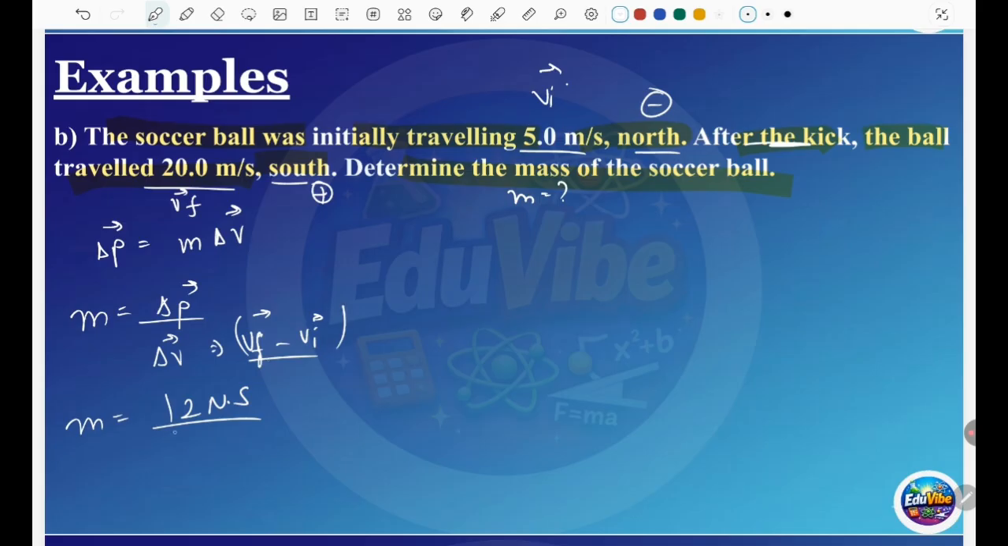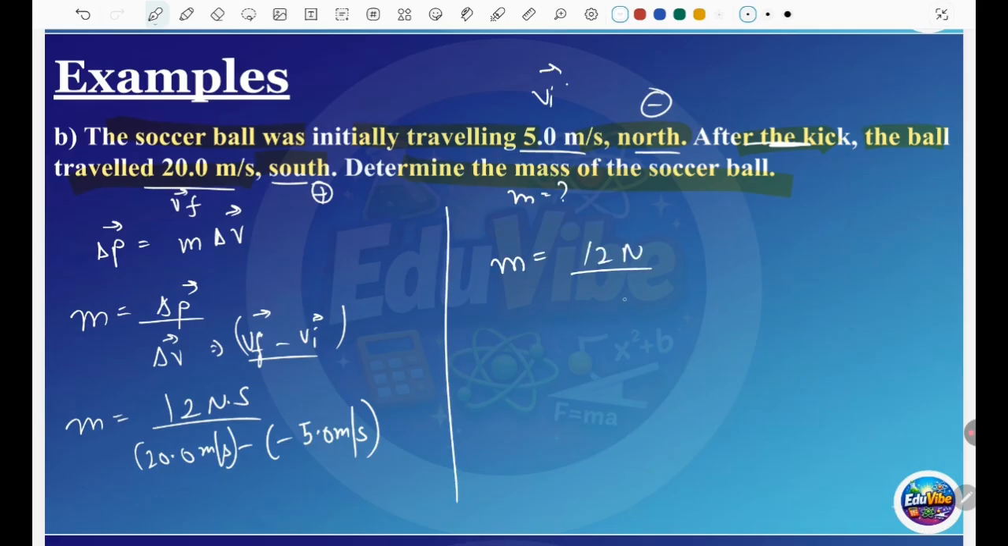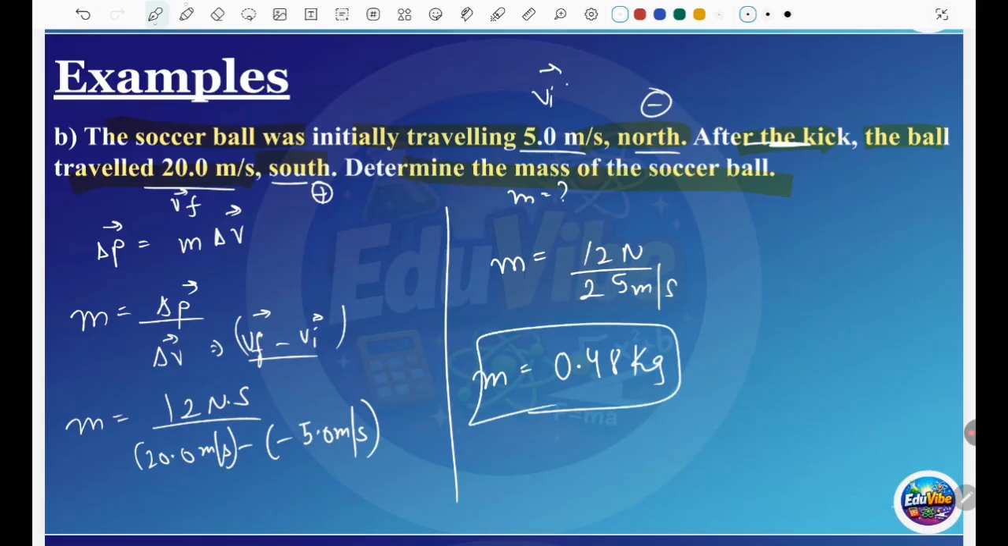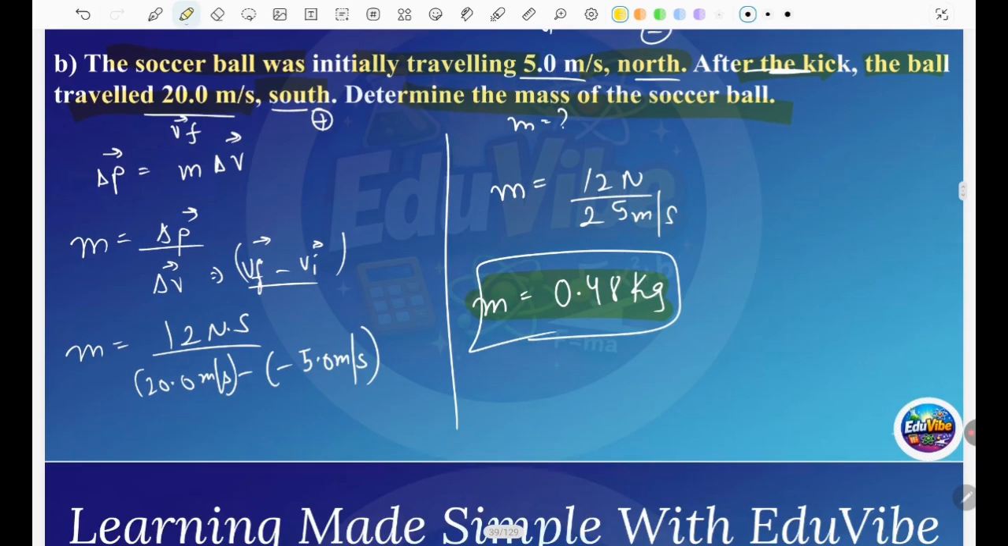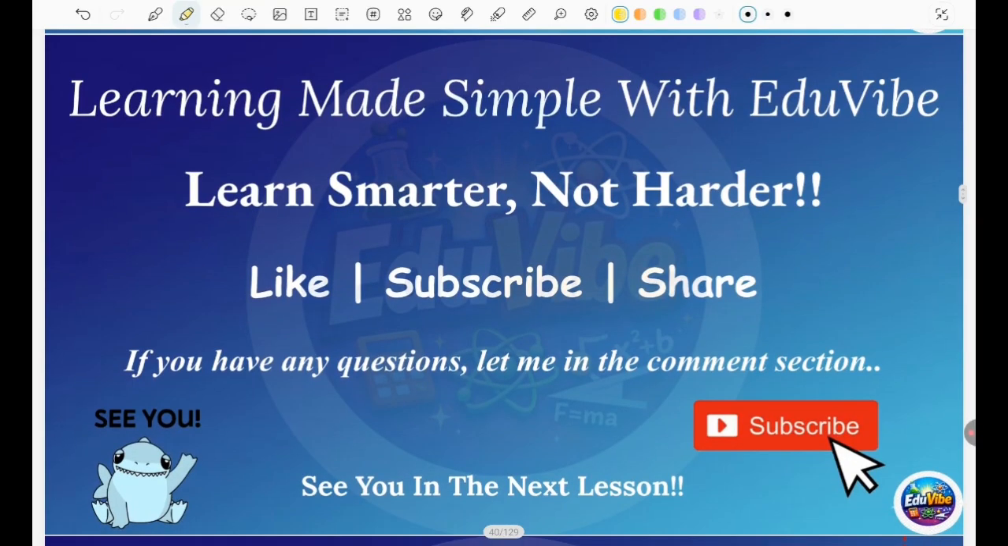So from here Vf is 20.0 meters per second, and you subtract minus 5.0, because this is in north and we take north as negative. When you solve this, you get mass like 12 newton seconds upon 25 meters per second. When you solve this, you get about 0.48 kg. So this is the mass of the soccer ball. That's how you can deal with force-time graphs and find the change in momentum, which is your impulse. We will do more questions in practice questions when we're done with the first half of this unit.